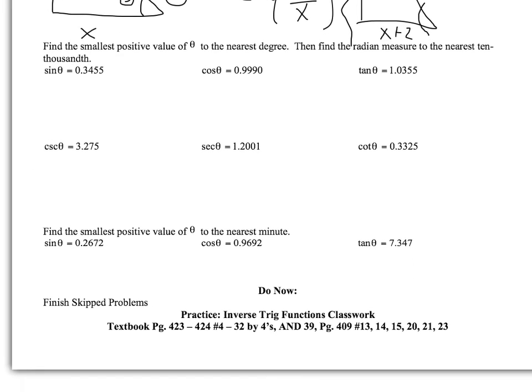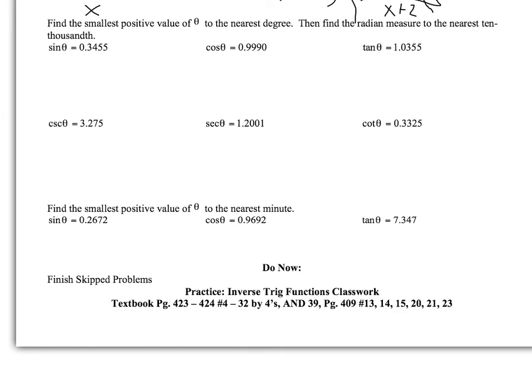Next piece, find the smallest positive value of theta to the nearest degree. Then find the radians. Well, we've done this before, and this is just a repeat of what we did last time. You have sine of theta equals 0.3455. You're going to take the inverse sine of both sides to solve for theta. Calculator, please put it in degrees, so you'll hit mode and make sure degree is highlighted. When you type inverse sine of 0.3455, you should get about 20. And then we do inverse cos of 0.990. When you type that in, you get 3 degrees.